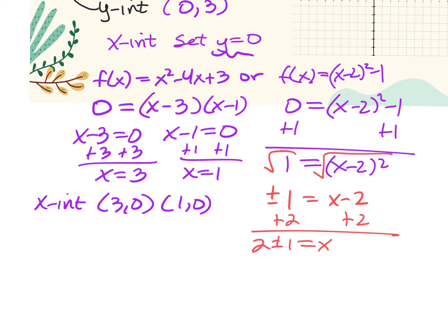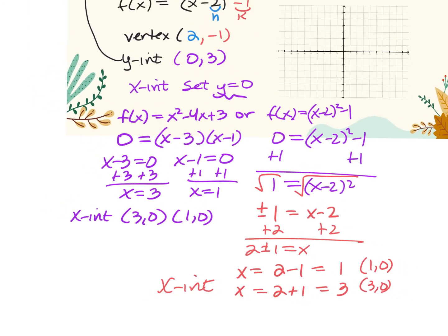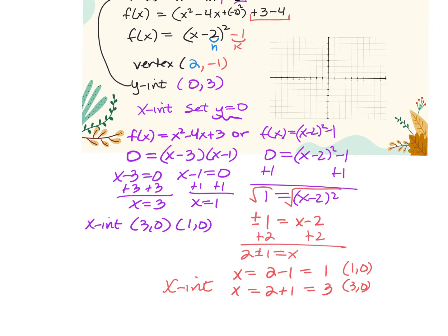Remember, when there's no radical, you actually have to do the problem. So 2 minus 1, and then 2 plus 1. This will give me 1. This will give me 3. And then I end up getting the same exact x-intercepts. So you can do either method, either using the original or using the newly found standard form to find your x-intercepts.